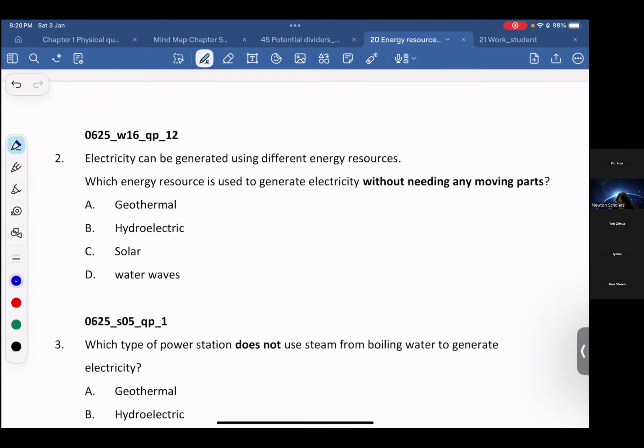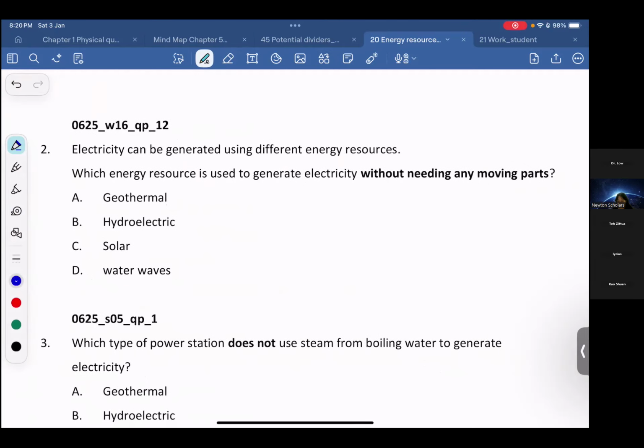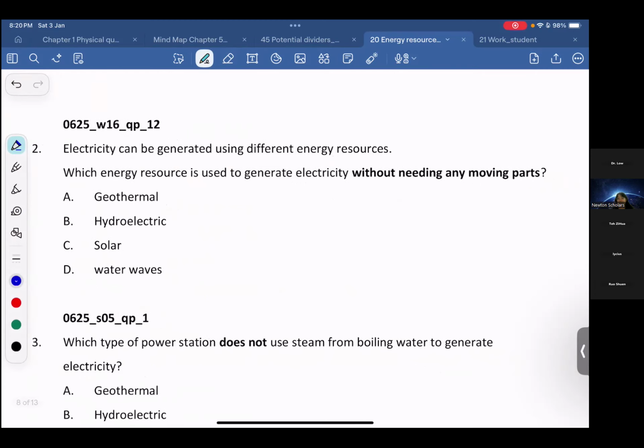Electricity can be generated using different energy sources. Which energy resource is used to generate electricity without needing any moving part? Angeline, correct. Okay, what is the answer? Answer is C. Solar is actually from the sunlight. We use the sunlight to convert straight into electricity. For geothermal, we make the water become steam, then steam turns the turbine, turns the generator, so it's moving.